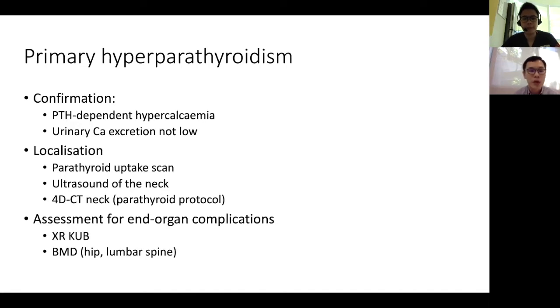And then also we want to assess for end organ complications, such as looking for renal stones. I think with an X-ray KUB, we can do a quick screen, and then also assess for osteoporosis. So BMD of the hip and lumbar spine. If there's suspicion of any vertebral fractures, fragility fractures, you can do an X-ray of the spine as well. Okay, got it.